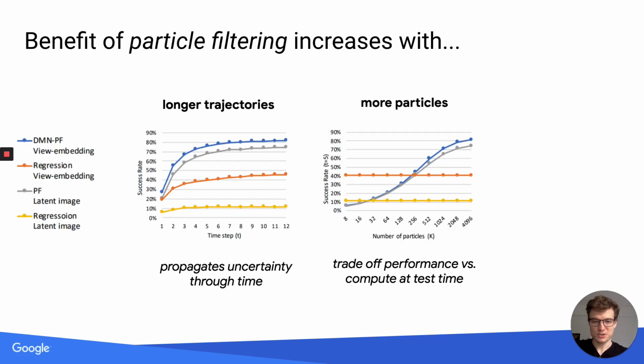Comparing localization with the differentiable particle filter and the regressor, we found that the benefit of filtering increases with the trajectory length. This is perhaps unsurprising, as a filter propagates uncertainty through time. Finally, as one would expect, if we increase the number of particles, the performance further improves. This provides an opportunity for us to trade off performance against computation time during evaluation.